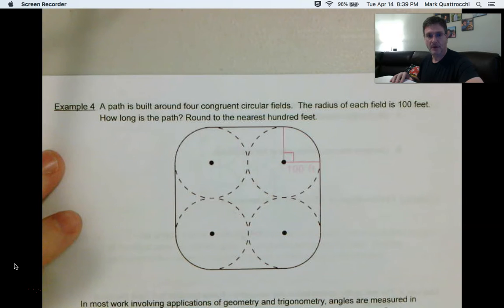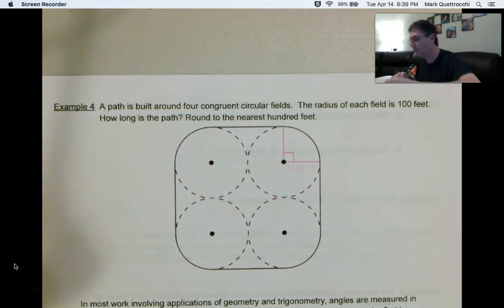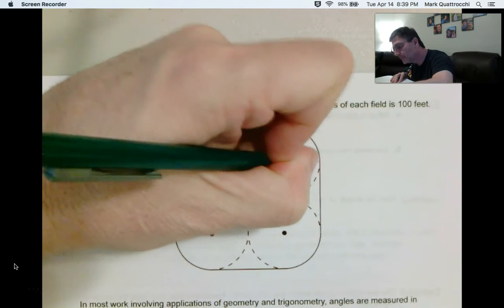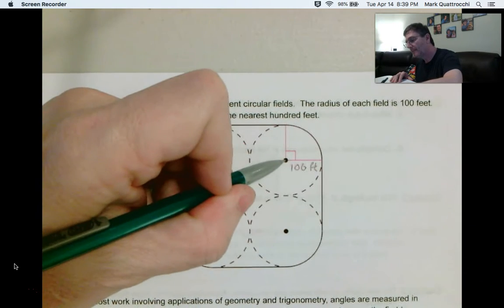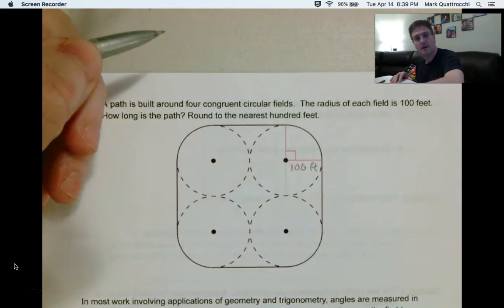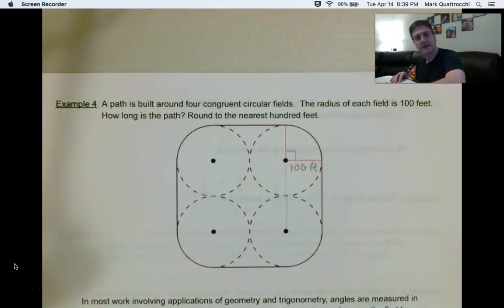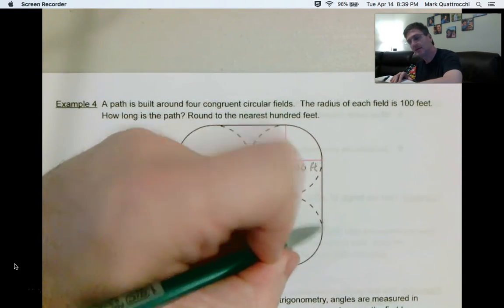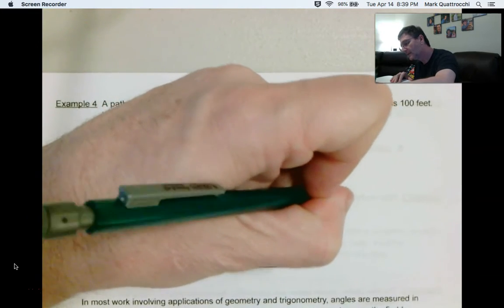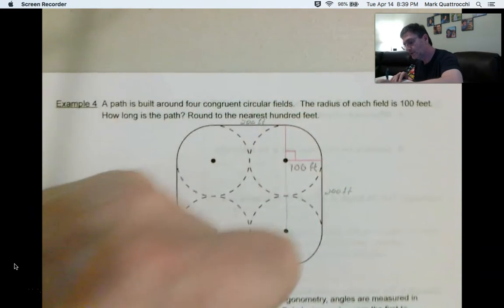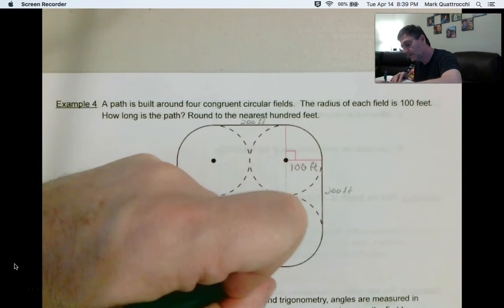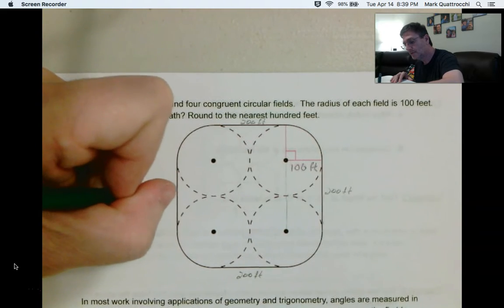A path is built around 4 congruent circular fields. The radius of each field is 100 feet. How long is the path? That's a good question. So this is 100, and that's another 100, so this is 200 feet. 200 feet, 200 feet, 200 feet.